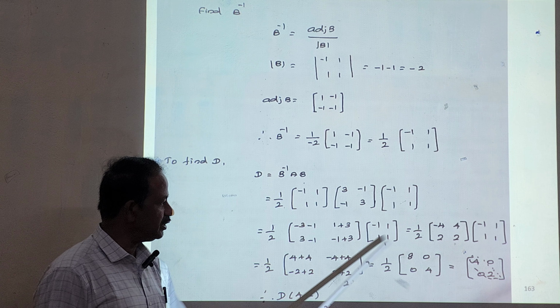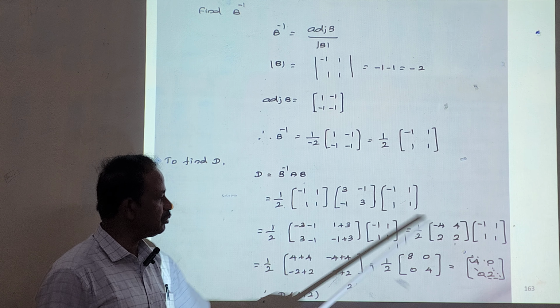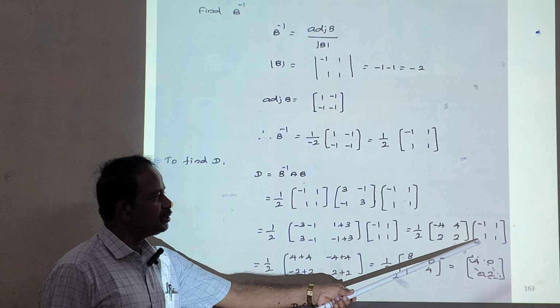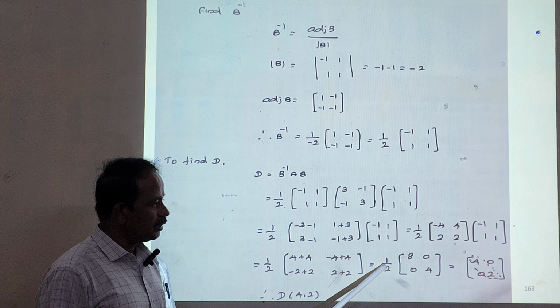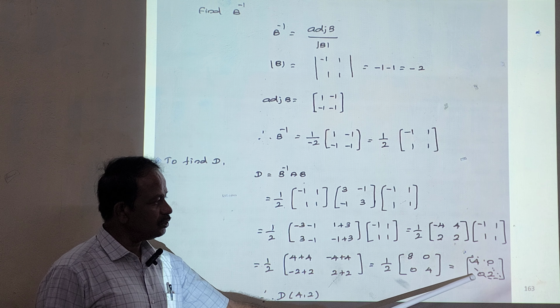Now you are going to multiply these two. Minus 4 multiplied by minus 1 will give you 4. 4 multiplied by 1 will give you 4. So 4 plus 4, 8. Here it is 0. Here also it is 0. Here it is 4 again. So 1 by 2, 8, 0, 0, 4. Divide by 2 will give you 4, 0, 0, 2.